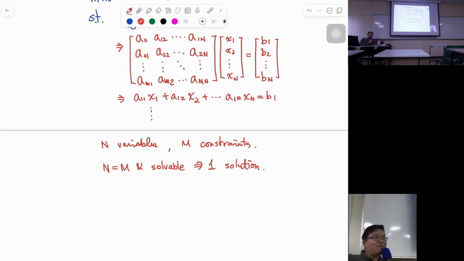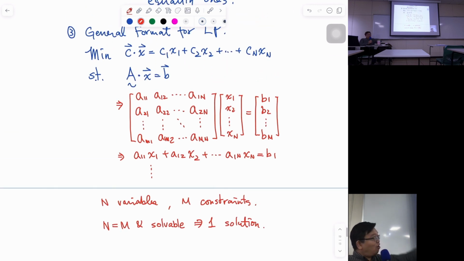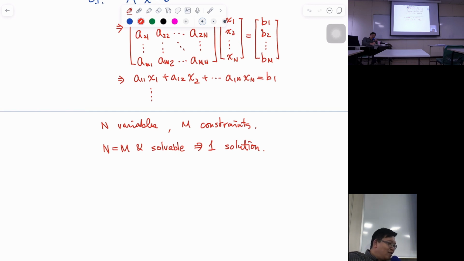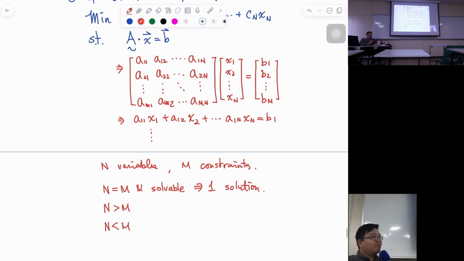In that case, do you need optimization? Anyone? No. Because there is one solution. Just solve the matrix equation AX equals B, so X equals A inverse times B. Solved. Right? So in this situation, usually you don't need optimization. How about n greater than m or n smaller than m? If you have a lot more variables than the number of your equations, what will happen?